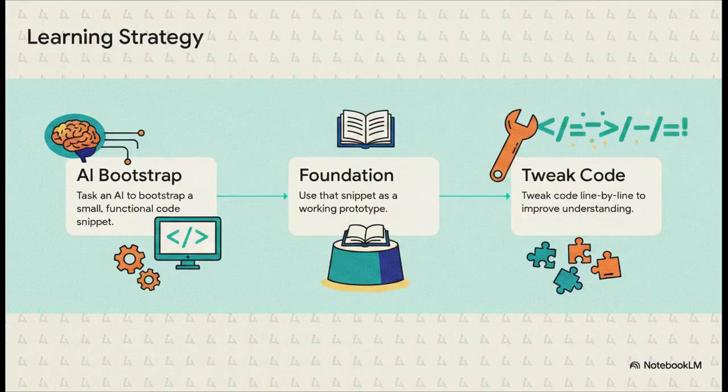Instead of trying to read the documentation cover to cover like some giant textbook, you can use a super simple 3-step strategy. First, just have an AI bootstrap a really small functional code snippet for you. Second, use that exact snippet as your foundation, like your working prototype. And third, just tweak that code line by line. Seriously, this is where the magic happens. You break things, you fix them, and you actively build your mental model of the Haskell ecosystem without getting totally bogged down in dense manuals. It's such a great hack for rapid learning.